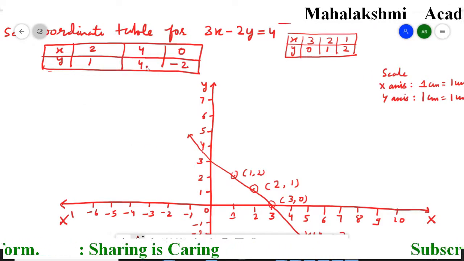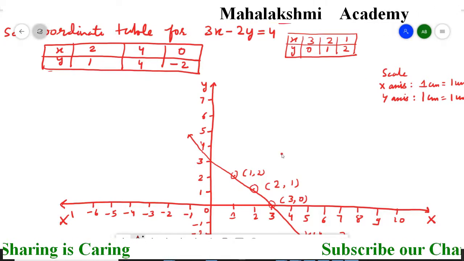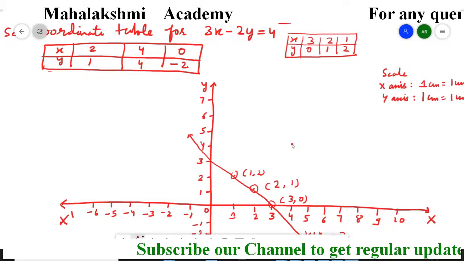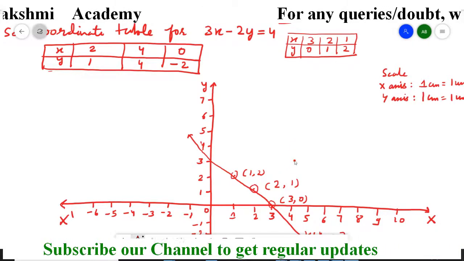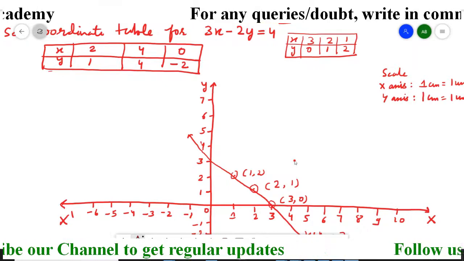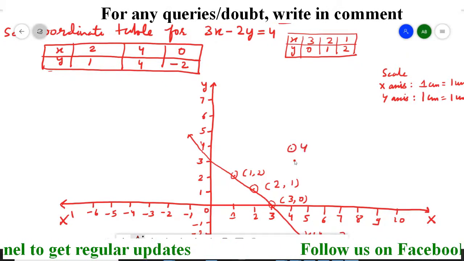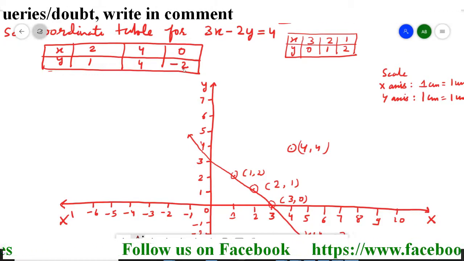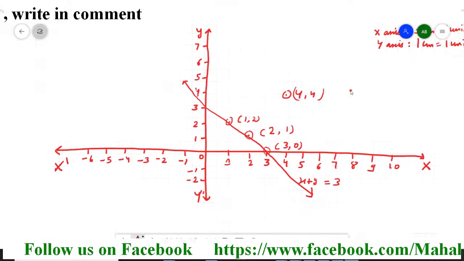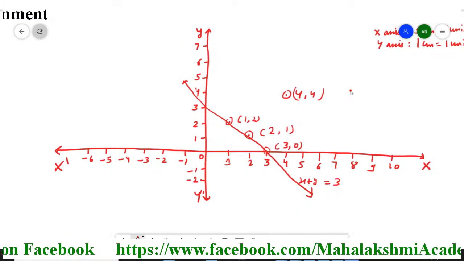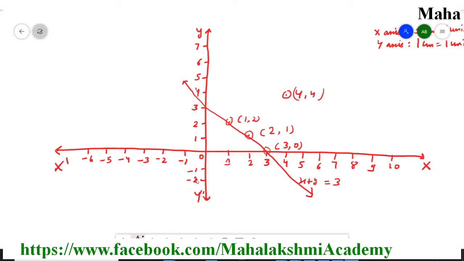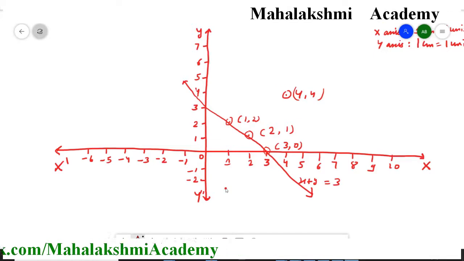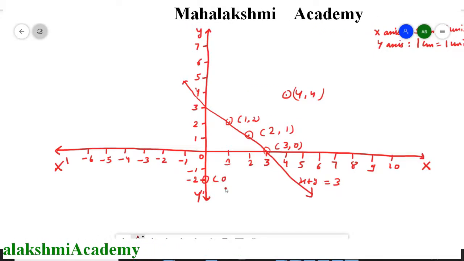The second point is (4, 4). So x is 4 and y is also 4. So it's going to be near about here. So we locate here (4, 4), and the last point is x is 0 and y is minus 2. So it's going to be on the negative side. x is 0 here and y is minus 2 means here. So the position of the point is going to be here. So we locate here: x is 0 and y is minus 2.